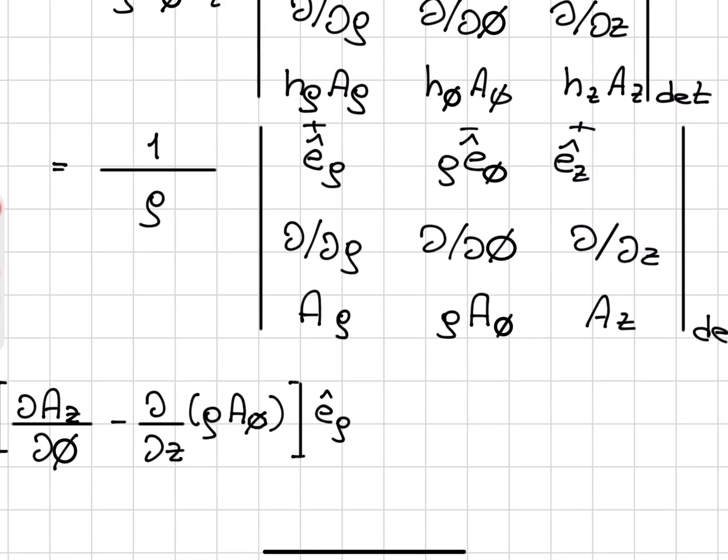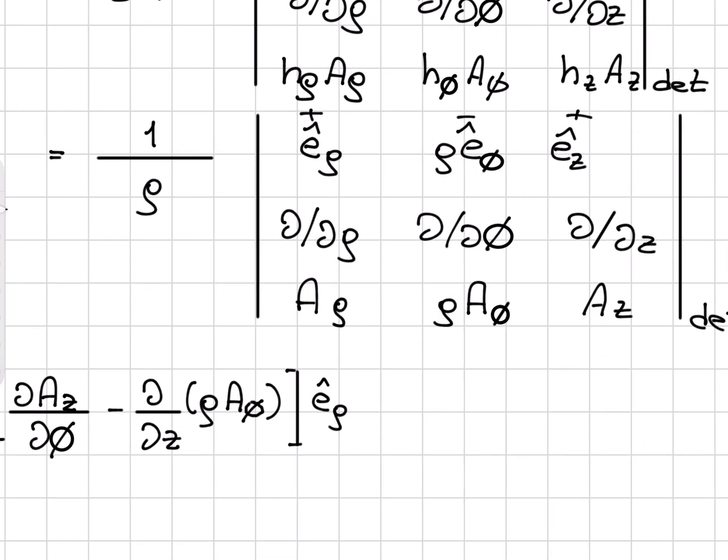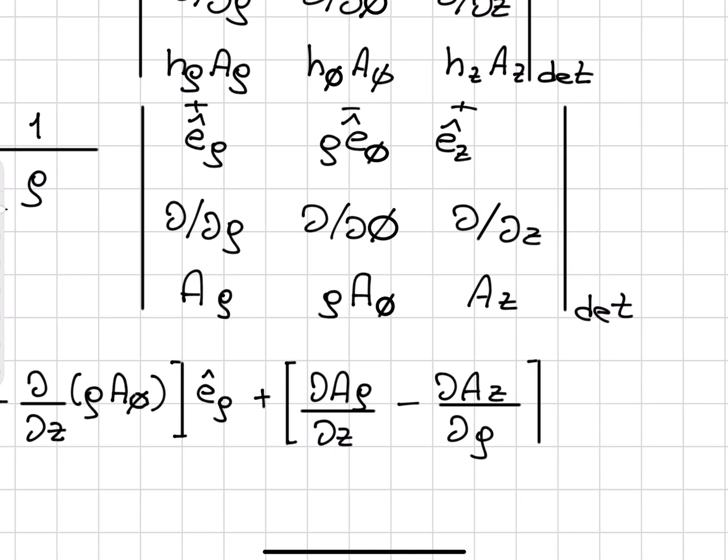The second term, I'm going to get del az del rho, but because of the minus sign, it will be minus del az del rho and plus del del z a rho. And then I have a rho and 1 over rho, so they will cancel out. So I will obtain del a rho del z minus del az del rho in e phi hat direction.